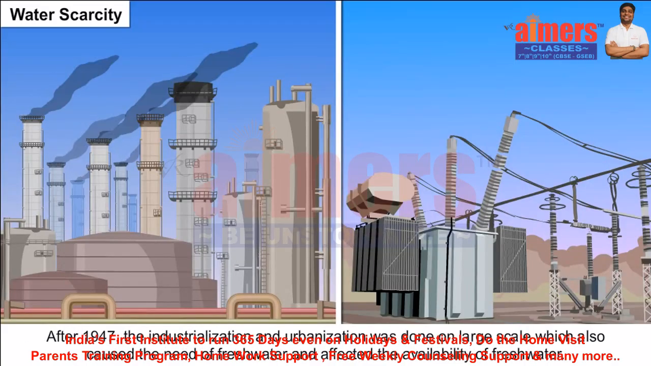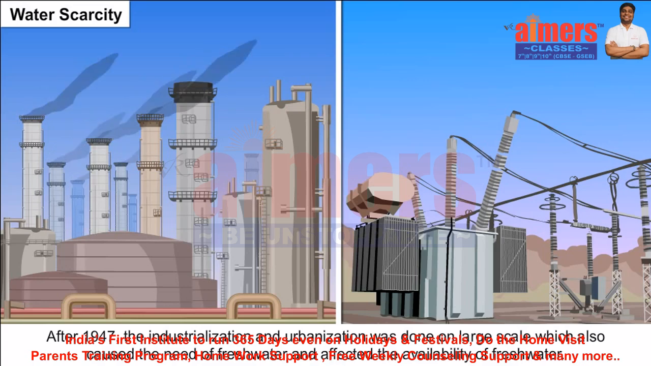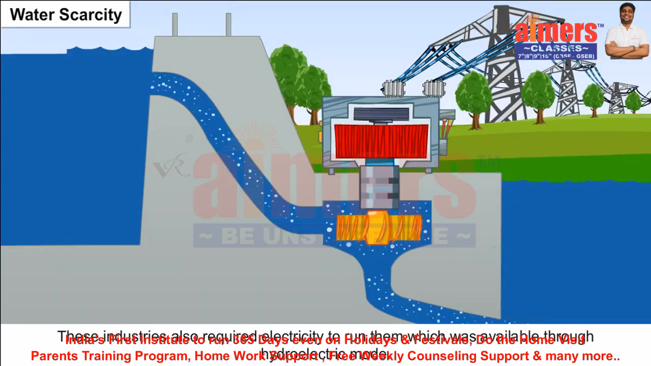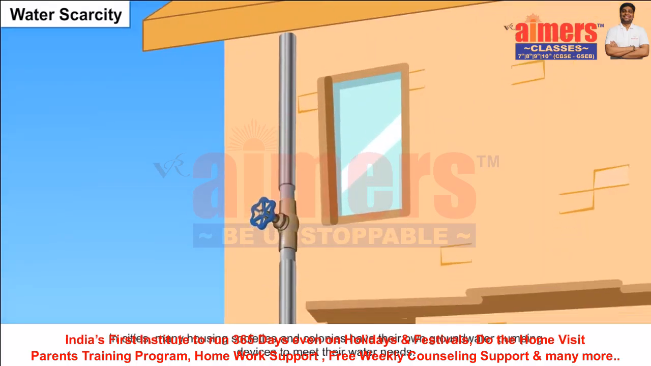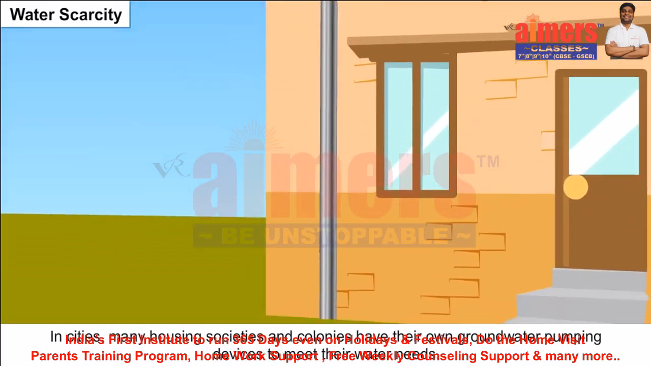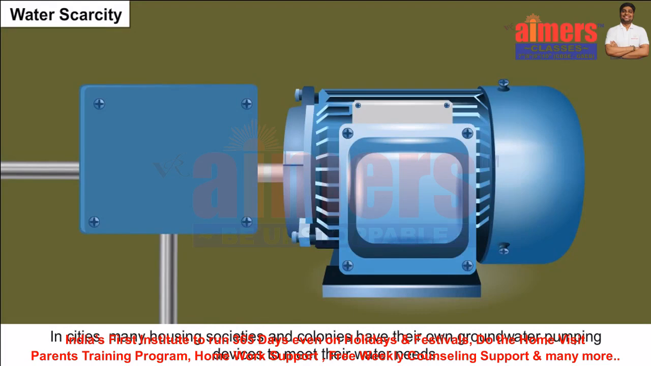After 1947, industrialization and urbanization were done on a large scale, which also increased the need for fresh water and affected its availability. These industries also required electricity to run them, which was available through the hydroelectric mode. In cities, many housing societies and colonies have their own groundwater pumping devices to meet their water needs.